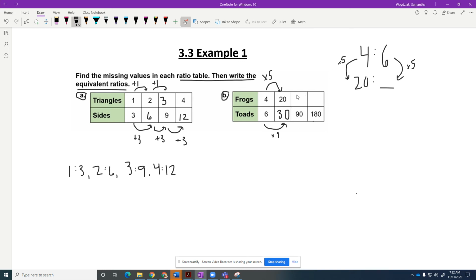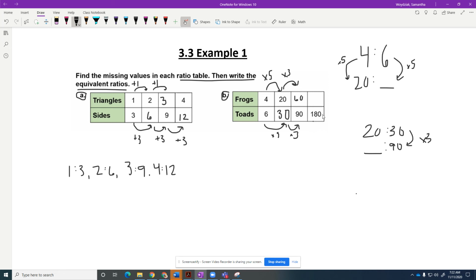Well, I don't have a number up here, so really what I'm doing is, okay, 20 to 30 is the same as some number to 90, right? Well, how do I get from 30 to 90 right here? Well, I multiply by 3. And I'm doing it in 2 places just to show you in the ratio table as well as with the regular ratio. So I'm going to do 20 times 3, and I'll get 60.